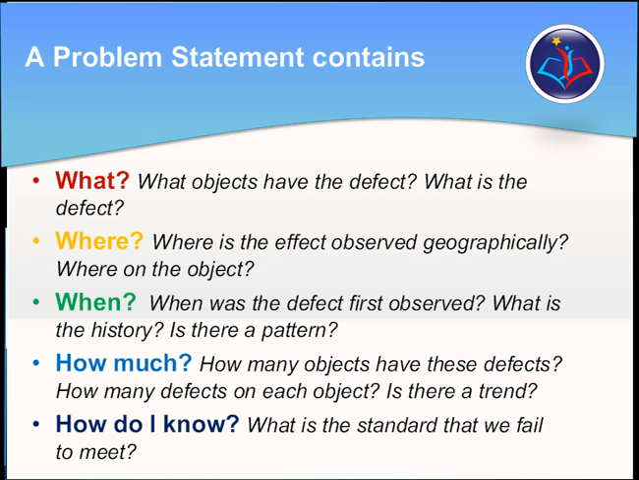You look at when this was a problem. When was it first observed? What is the history? Is there a pattern? You then define how much is this a problem, how many objects have these defects, how many defects in each object, is there a trend? Then you ask, how do I know this? What is the standard that we fail to meet?